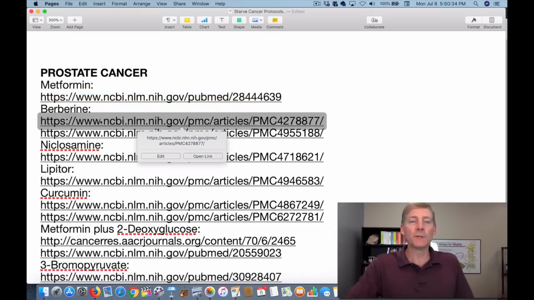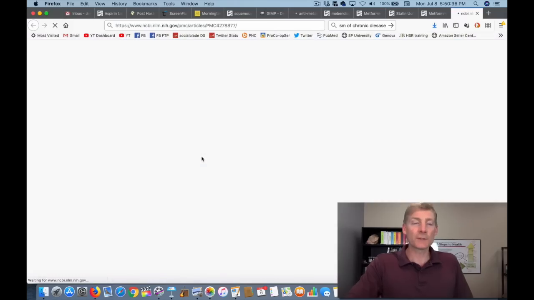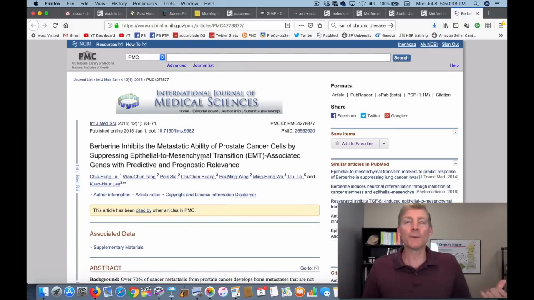Here I have two links for this herb called berberine. Now I carry berberine and curcumin and these other herbs that are in here. There are three lines in this title. It says, "Berberine inhibits the metastatic ability of prostate cancer cells."